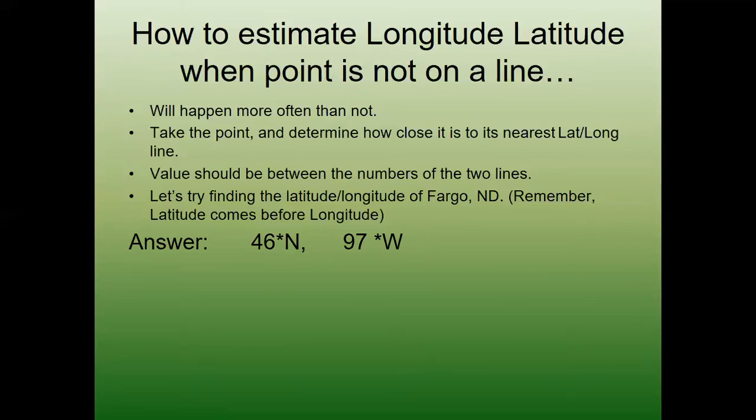Now, if you had a worksheet or a quiz and you said 47, 98, that would be right. We don't have an exact answer. We can't because we're estimating. But if you told me like 56 degrees north and 120 degrees west, that's not right because that's not based on what we're actually seeing in front of us.